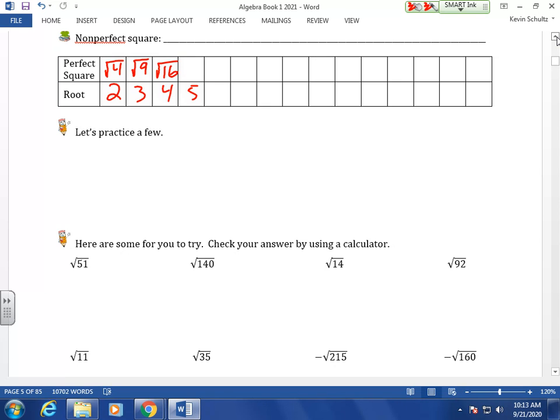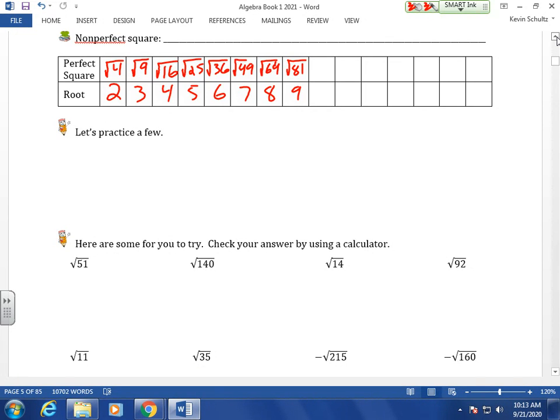What's 5 squared? 25. So root 25 is 5. How about 6 squared? 36. Root 36. Okay. 7 squared? 49. Root 49. 8 squared? Root 64. 9 squared? 81. Root of 81.